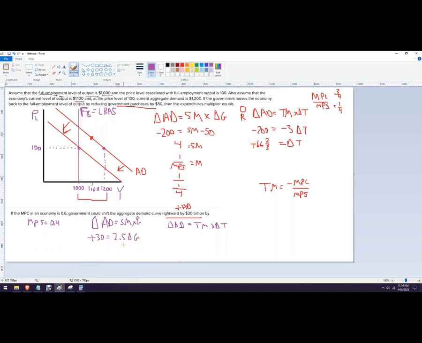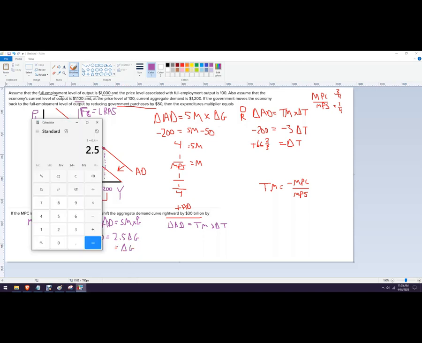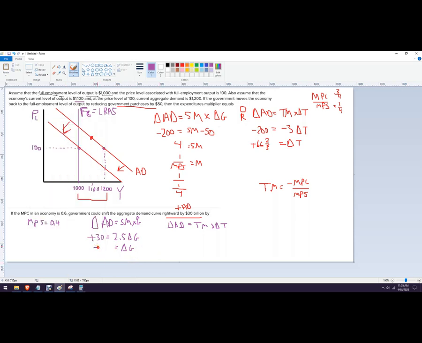Change in government spending is 30 over 2.5, which is 12. So if I increase government spending by $12 billion, I'll get $30 billion worth of economic growth. And this works on the principle of the spending multiplier, right? If government spends money here, other people spend money here, and pretty soon you get more spending throughout the system.